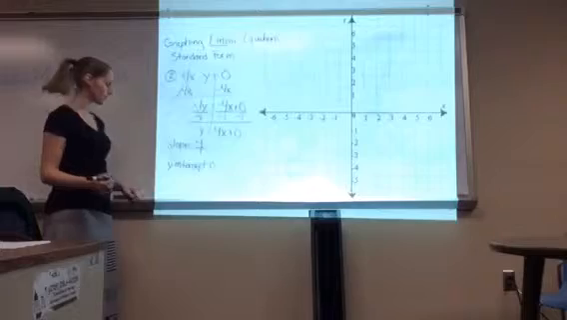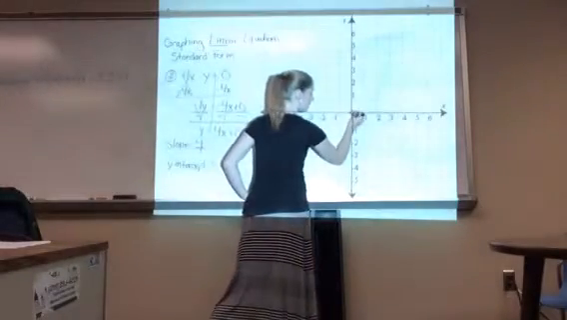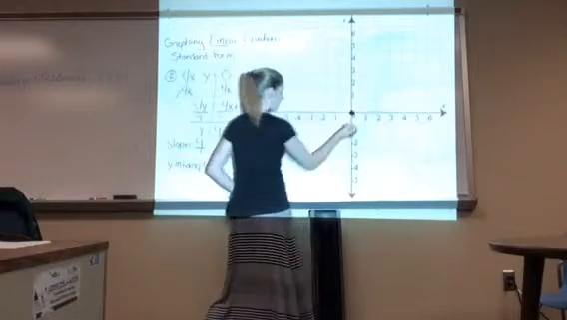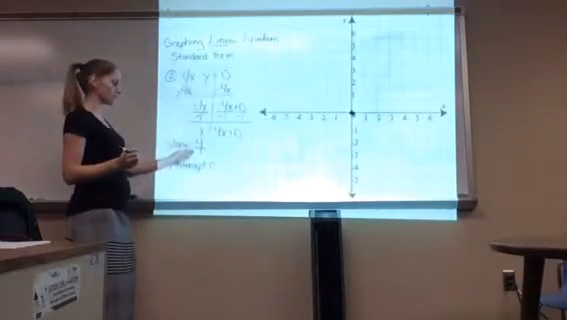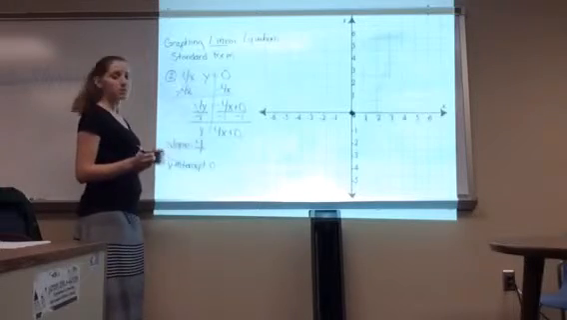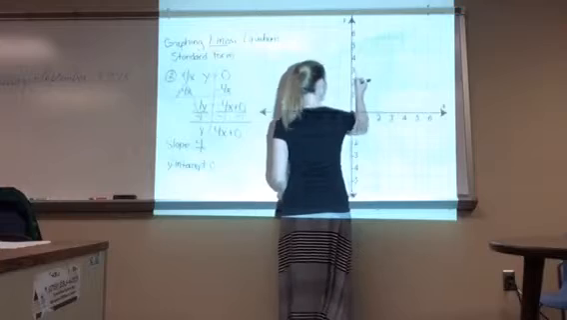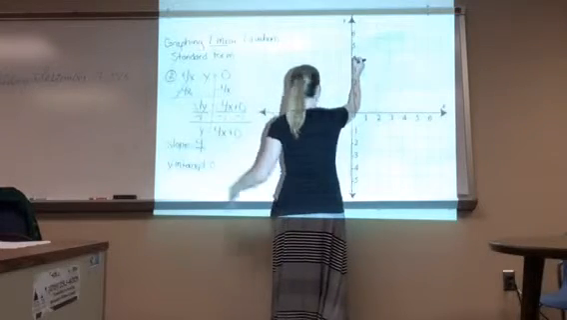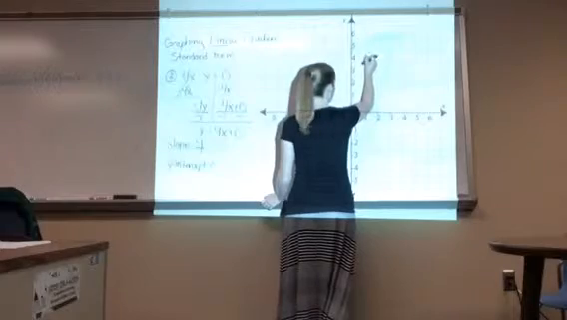Okay, so 0 comes first. The y-intercept is 0, so I just go to 0. There we go. My slope is positive 4 over positive 1. Well, the top is my rise, up and down, so I need to go up 1, 2, 3, 4 places. The run is positive 1, so I go to the right 1 place.